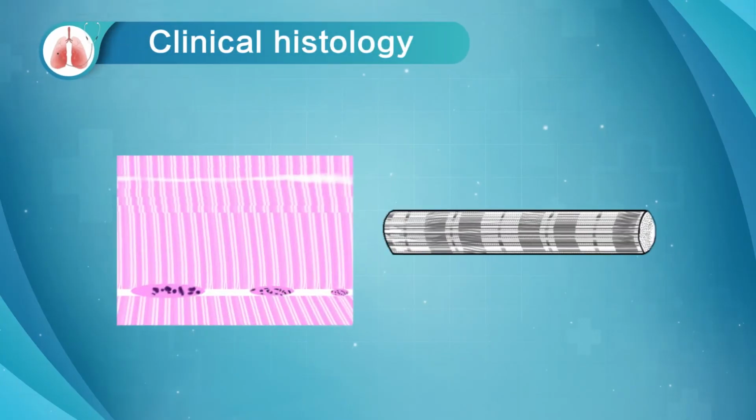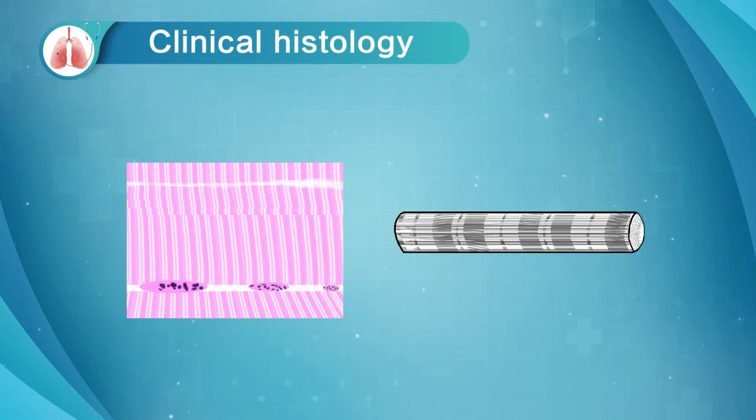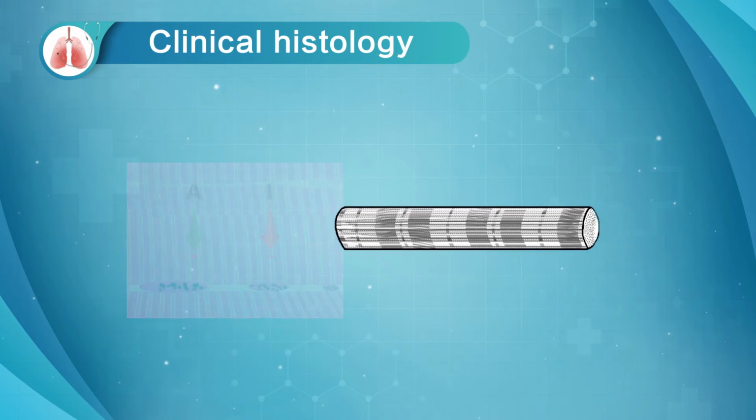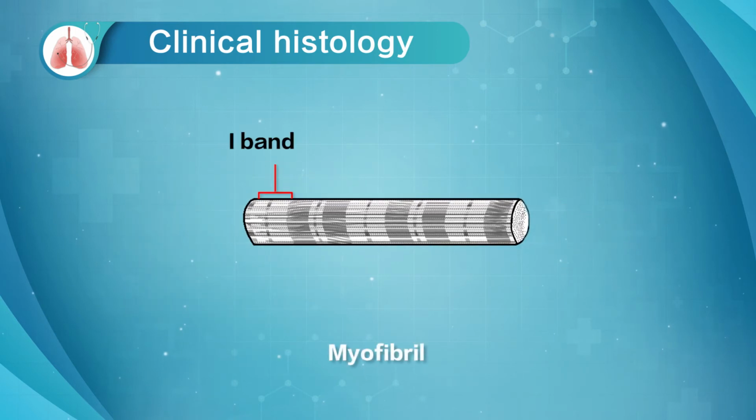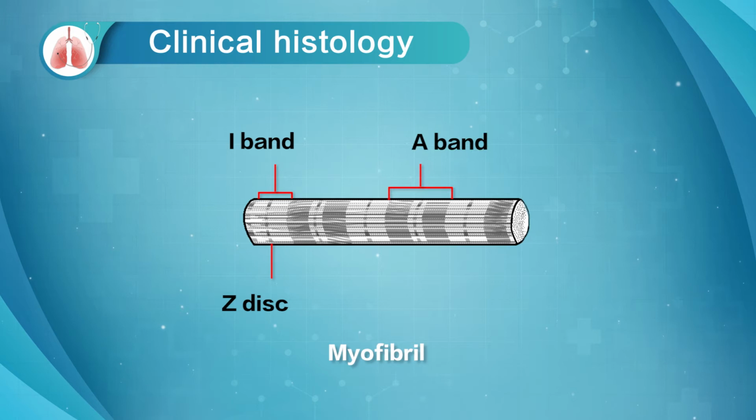On your left is a longitudinally sectioned skeletal muscle, showing striations of alternating light and dark bands. On your right is a diagram of a myofibril. The dark bands are known as A bands, and the light bands are called I bands. The center of each I band is occupied by a thin dark line called the Z line or Z disc. In the center of each A band, we can see a pale area, that is the H band. The H band is further bisected by a thin M line.